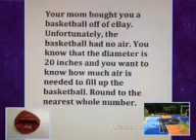Now it's time for our independent example. Your mom bought you a basketball off of eBay. Unfortunately, the basketball had no air. You know that the diameter is 20 inches, and you want to know how much air is needed to fill up the basketball. Round to the nearest whole number. First, take your time and do the work. On the next slide, you're going to find the answer.